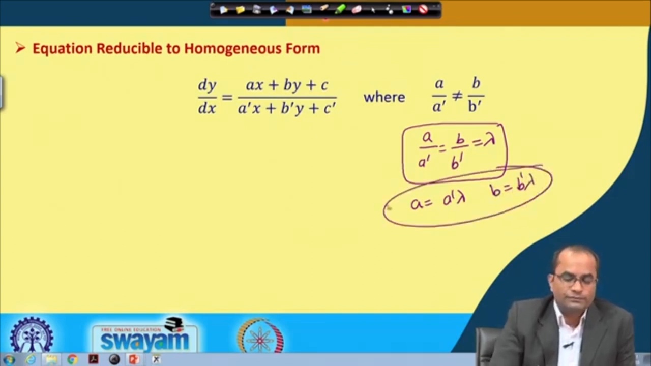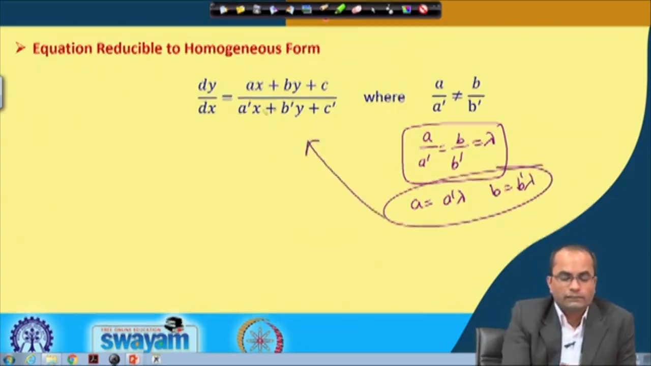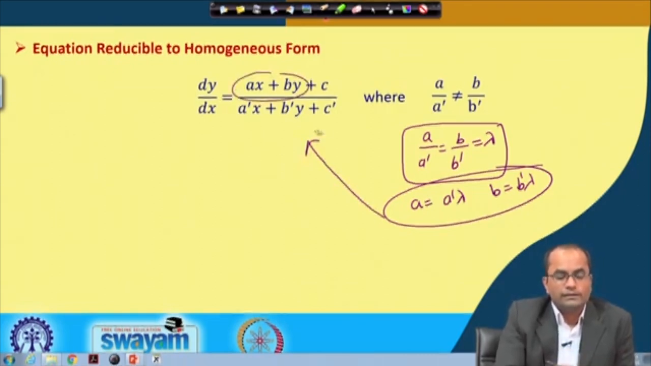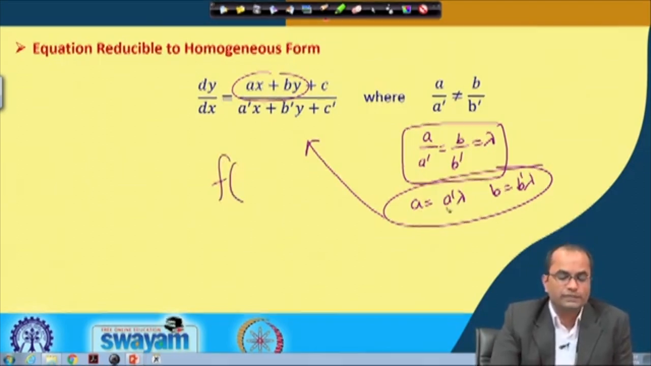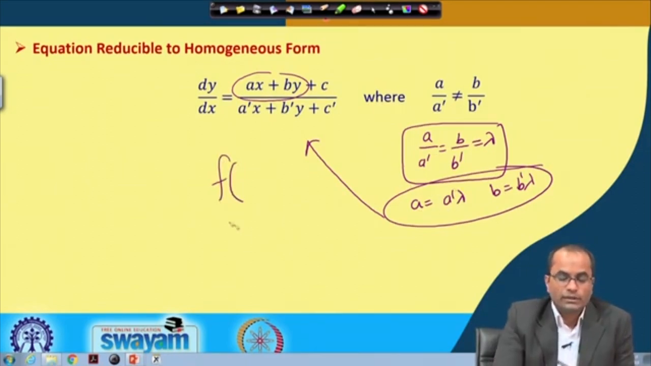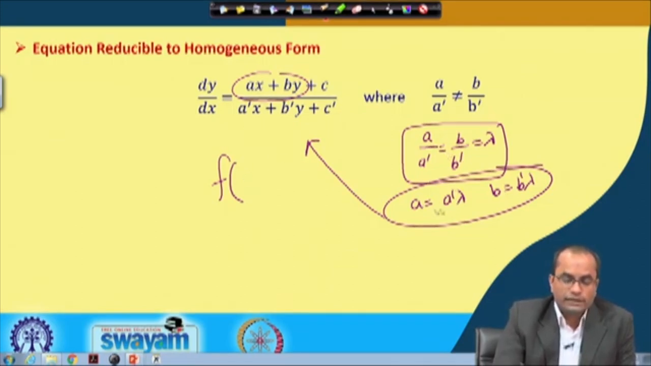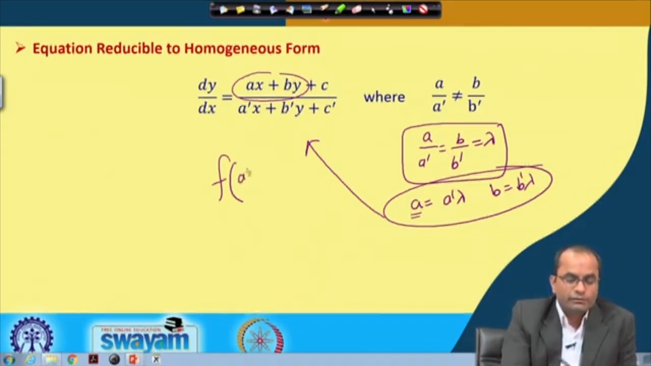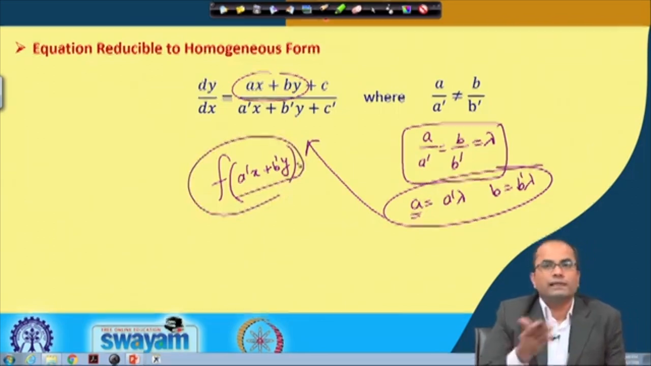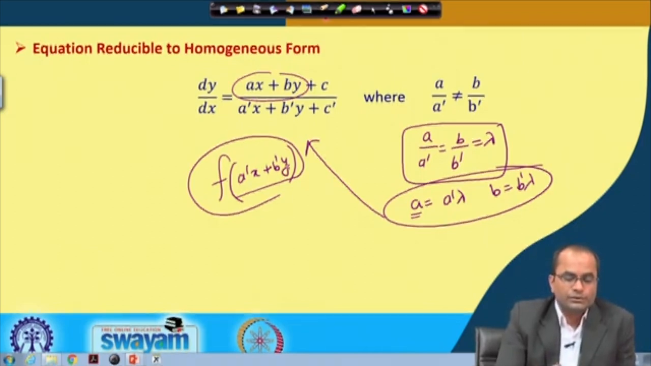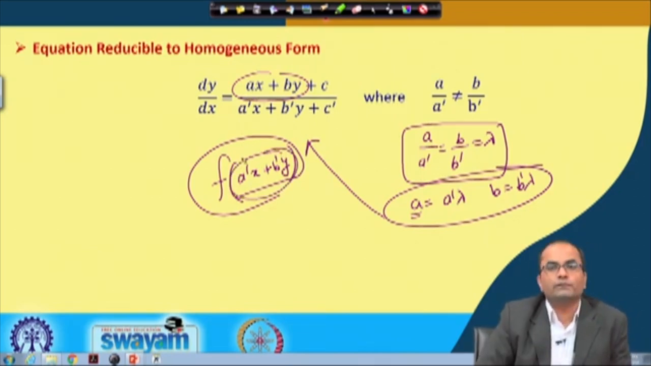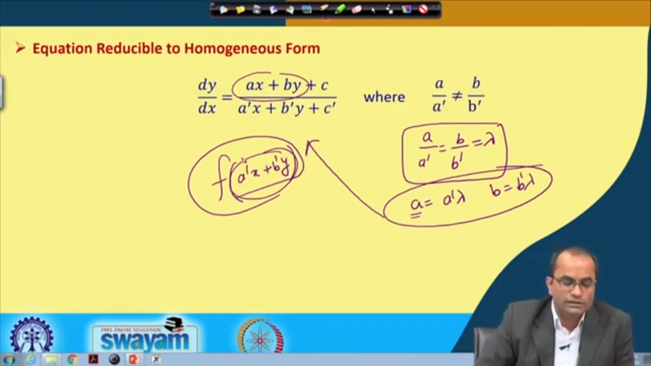Then when we have this relation and substitute it, this becomes a function of either a or a prime. So when we replace a, everything becomes a function of a prime x plus b prime y, and then we can solve it. We do not have to do any further substitution. By substituting to the new variable, we can solve this equation.